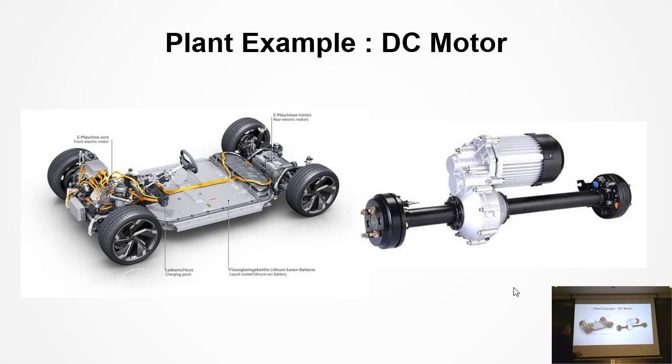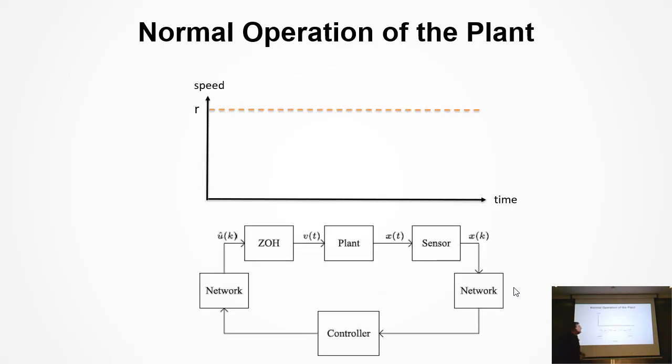In the first example, and to introduce the concept of covert attacks, I take a DC motor as a plant. Just imagine I set a reference speed. I want to increase the speed of the motor from 0 to that reference speed. A normal controller increases the speed, possibly after an overshoot or undershoot. The motor speed settles at R.